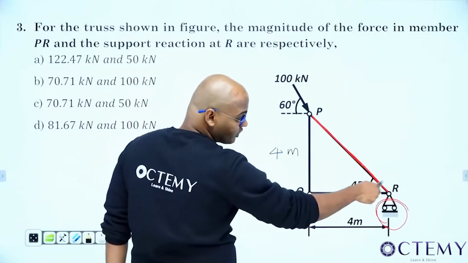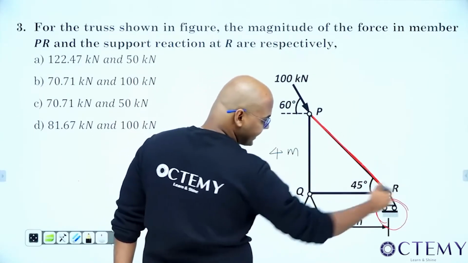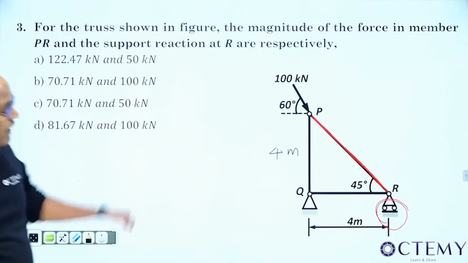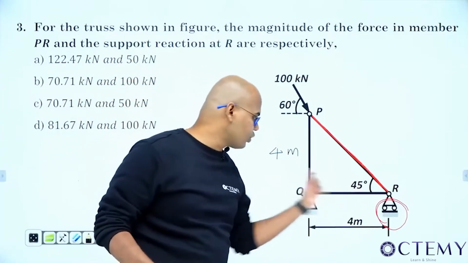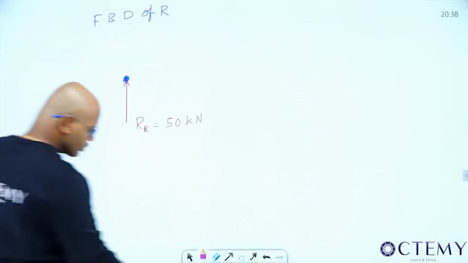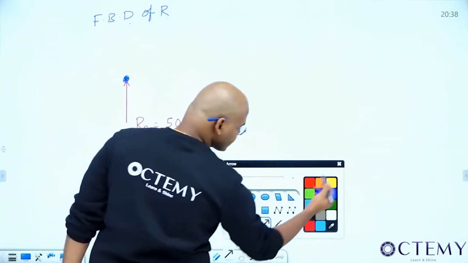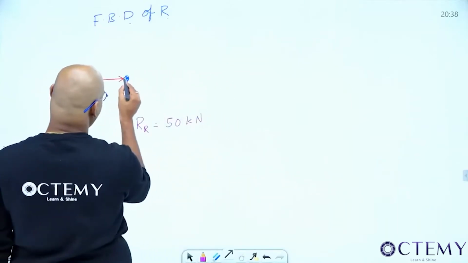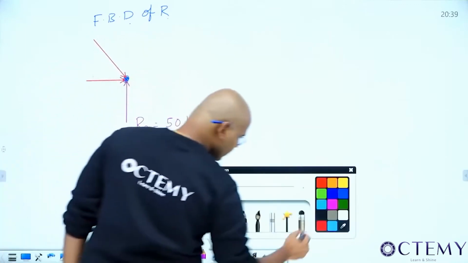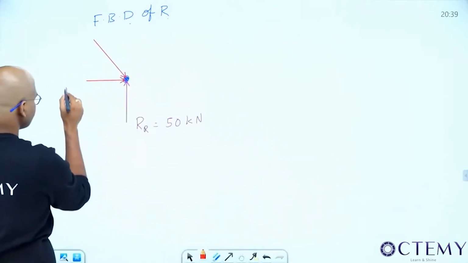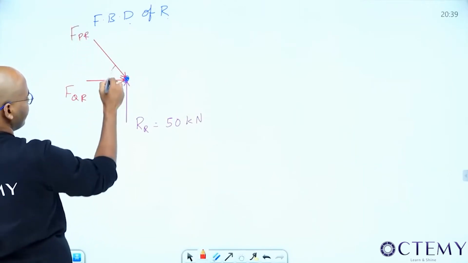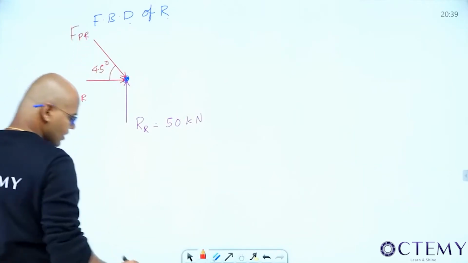What are the members attached to this R? PR and QR. How should they be taken? Towards the joint along the member. QR is horizontal. PR is making an angle of 45 degrees with the horizontal. So the reactions are going to be: one like this, QR, and this is what I have to find out, that is my PR. This is FQR. This is my FPR, making an angle of 45 degrees.